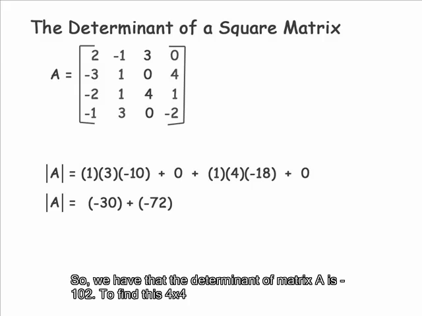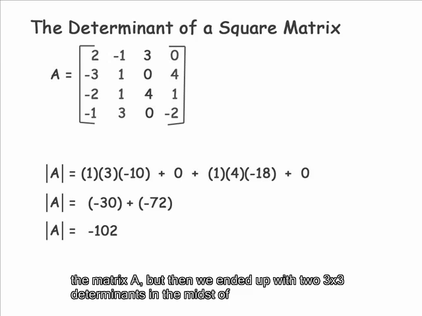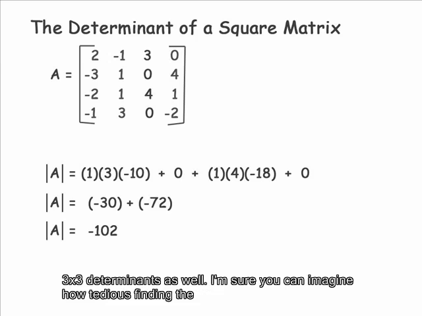So we have that the determinant of matrix A is negative 102. To find this 4x4 determinant, we began by applying the method expansion of cofactors to the matrix A, but then we ended up with two 3x3 determinants in the midst of our calculations and had to apply expansion of cofactors to find each of the 3x3 determinants as well.